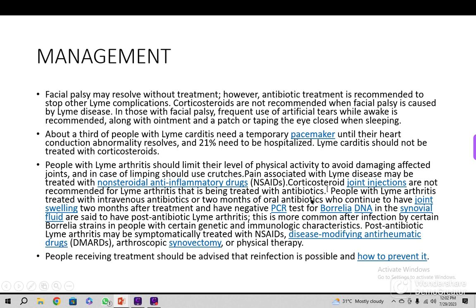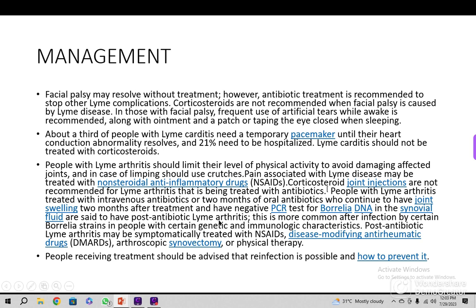That is being treated with antibiotics, but it will cause atrophy of the area. So this disease is potentially a disease which can cause atrophy of the tissues. That is why it should be avoided. People with Lyme arthritis treated with intravenous antibiotics for 2 months who continue to have joint swelling 2 months after treatment, have negative PCR for Borrelia DNA in synovial fluid, are said to have post-antibiotic Lyme arthritis.